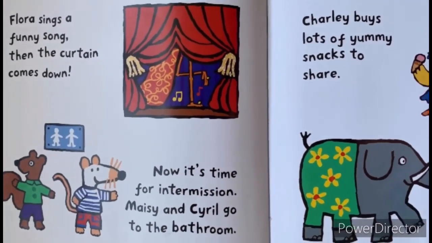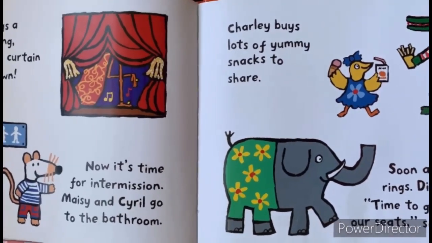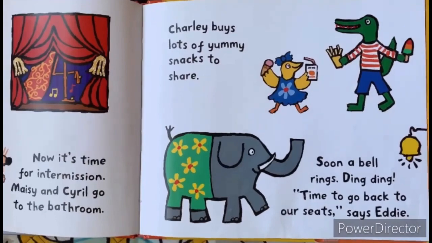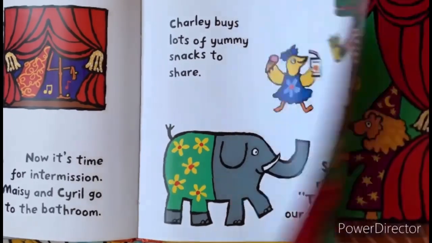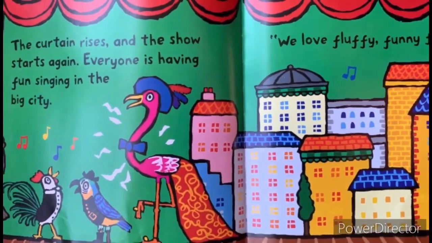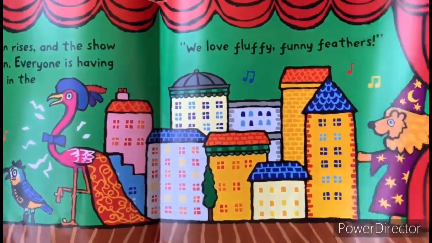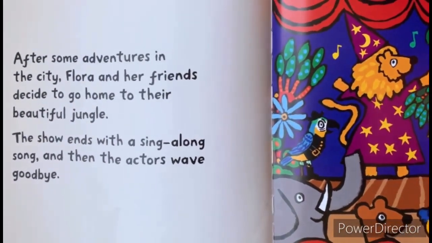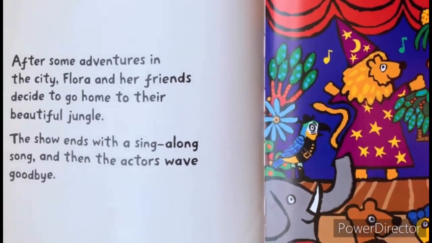Now it's time for the intermission. Macy and Cyril go to the bathroom. Charlie buys lots of yummy snacks to share. Soon, a bell rings. Ding, ding! Time to go back to our seats, says Eddie. The curtain rises and the show starts again. Everyone is having fun singing in the big city. We love Fluffy, Funny Feathers. After some adventures in the city, Flora and her friends decide to go home to their beautiful jungle. The show ends with a sing-along song, and then the actors wave goodbye.